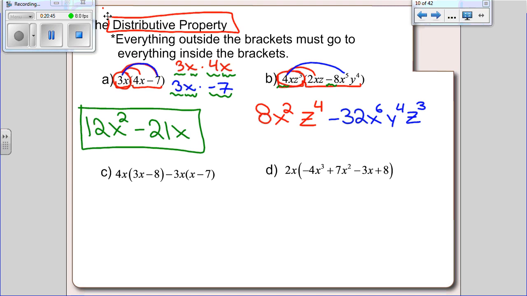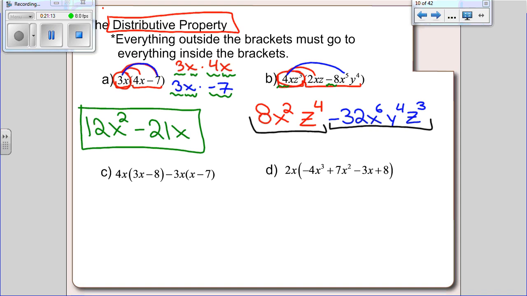Remember, like terms can be combined. And a like term means you have all the same letters and all the same exponents. This is one term. It has an x squared and a z to the 4. This is a second term. It has an x, a y, and a z. These are not like terms, so they cannot be combined. That is your answer.